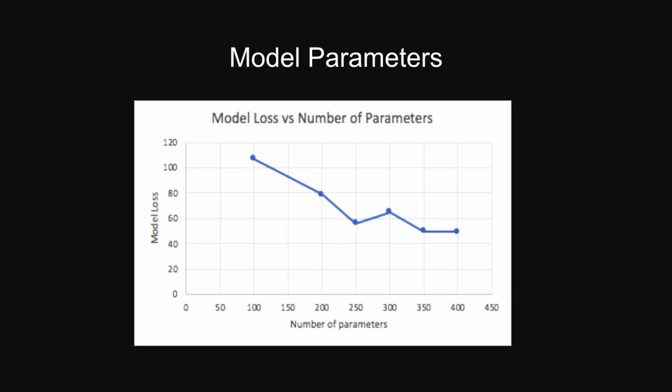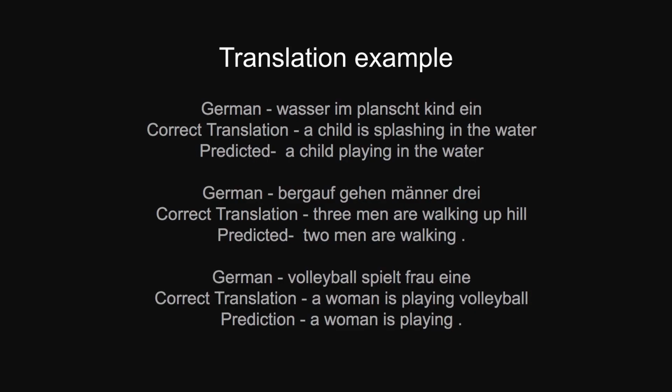We estimated our parameters, and as you can see, the model loss decreases as the number of parameters increases. We showed that around 250 is a good estimate for achieving decent loss. It may not be the best, but it is good for a homomorphic encryption scenario.